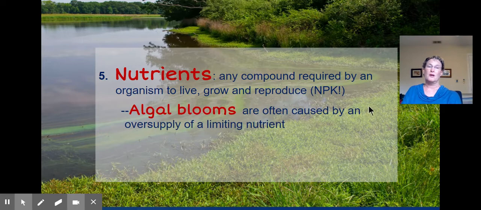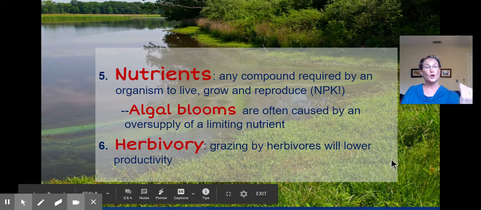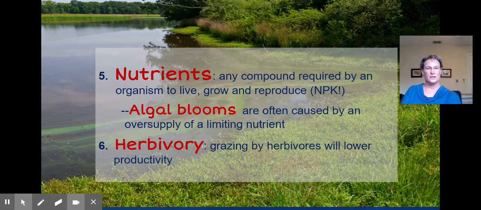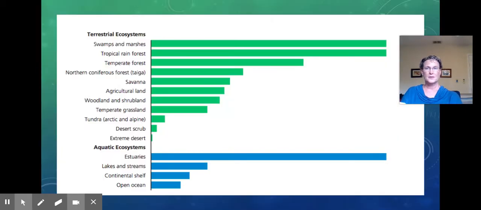And algal blooms are often caused by an oversupply of a limiting nutrient, like nitrogen or phosphorus. Remember the process of eutrophication? And then herbivory. So the grazing by herbivores will lower the productivity, right? But when they're in balance, having herbivores can be good. Therefore, the most productive ecosystems are those with high temperatures and lots of water, light, and nutrients.